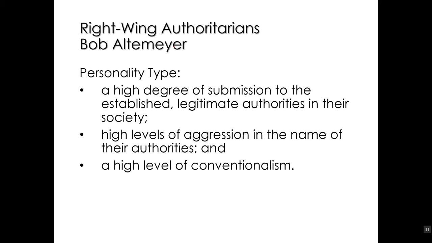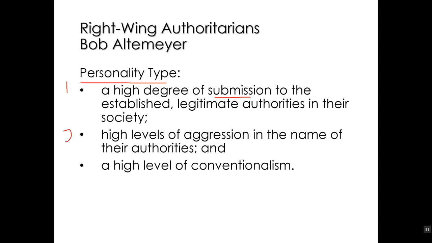What distinguishes this personality type? Altemeyer identified three elements to the personality type. The first is a high degree of submission to the established legitimate authorities in society. And submission means to obey, and not just obey, but kowtow to authority. That is one characteristic of this personality.